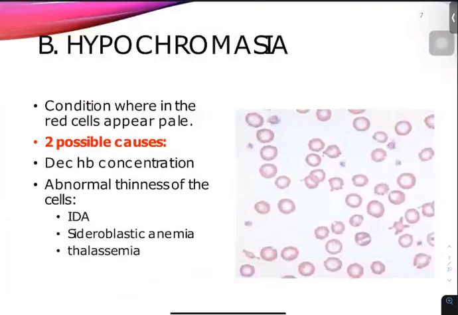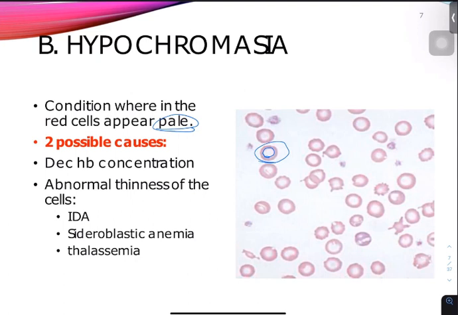Next, your hypochromasia. This is less than the color of your normal RBC. So, less than the color of your normal RBC. It appears pale. Maputla. As you can see here, in this cell, more than one-third is the area of pallor. So you can see that that's a hypochromic cell.